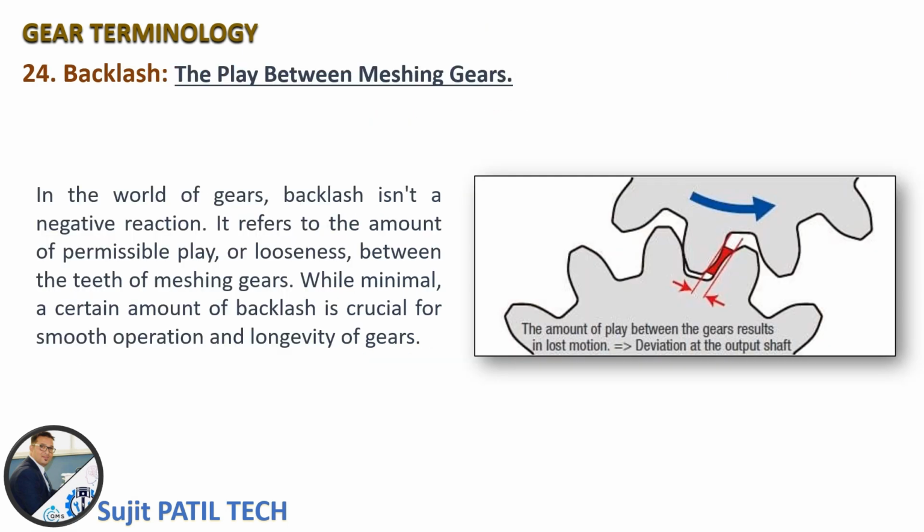24. Backlash. The play between meshing gears. In the world of gears, backlash isn't a negative reaction. It refers to the amount of permissible play or looseness between the teeth of meshing gears. While minimal, a certain amount of backlash is crucial for smooth operation and longevity of gears.